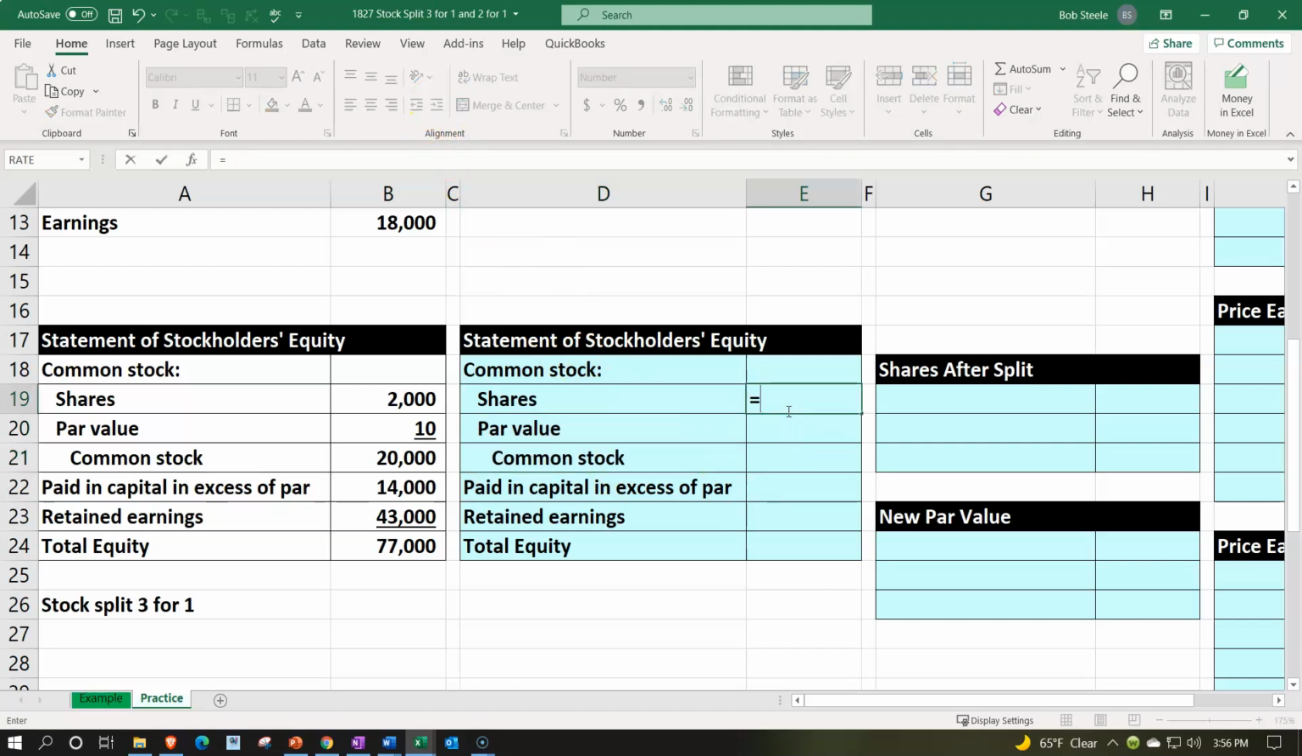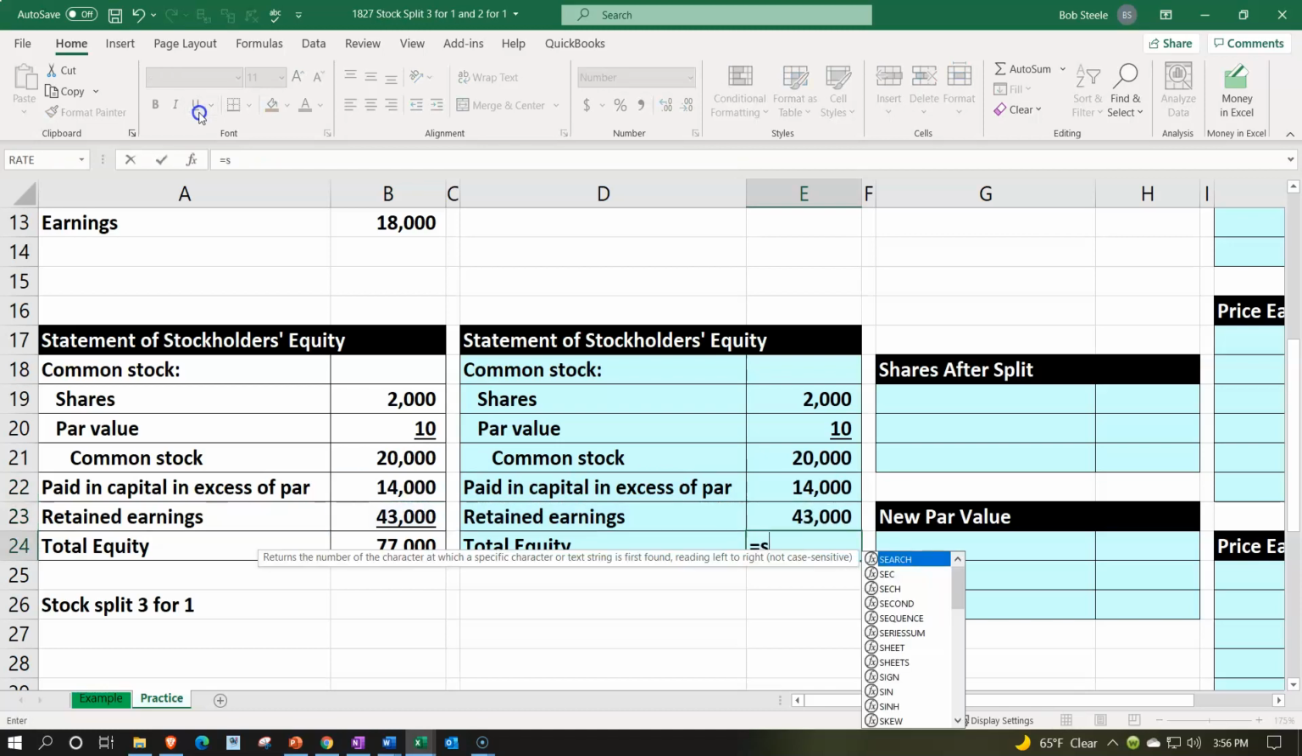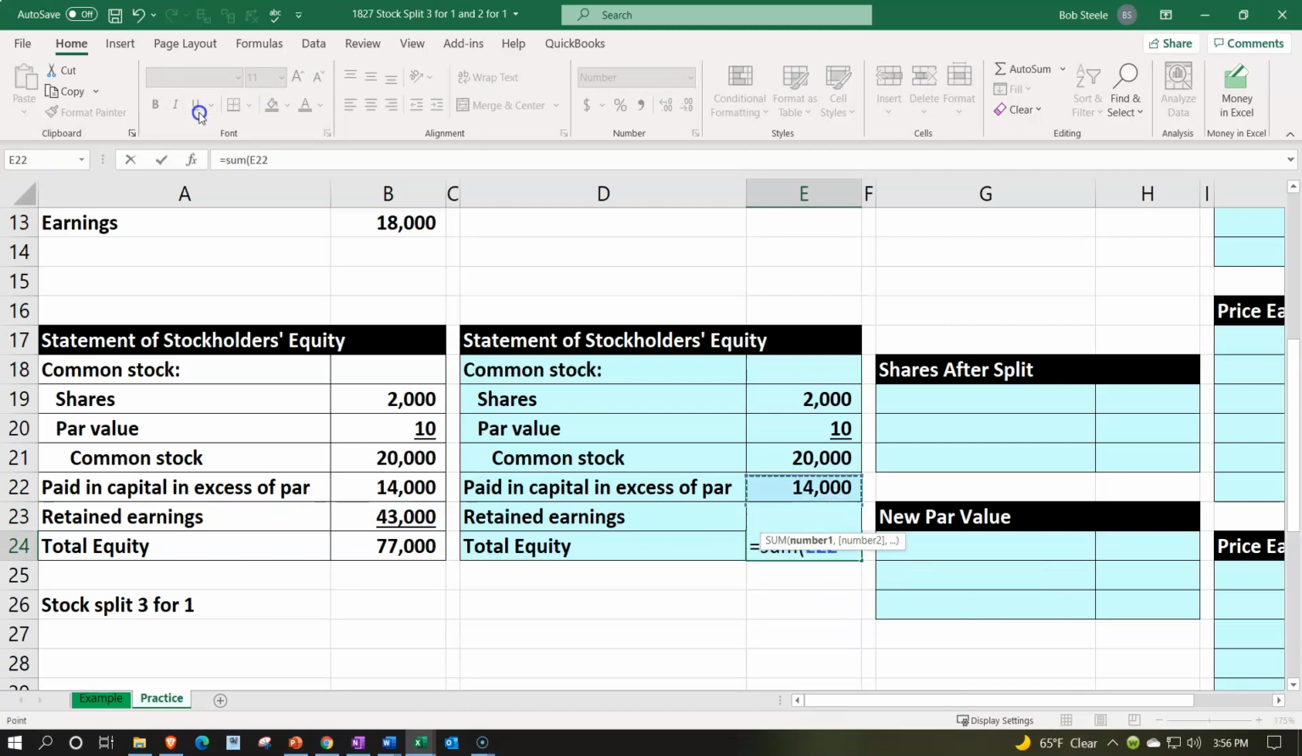Pulling over the numbers, this is going to equal the 2,000. This is going to equal the $10. Let's underline that, font group and underline. We're then going to multiply the 2,000 times 10. That gives us the par value at the 20,000. This equals the 14,000 paid in capital in excess of par and the retained earnings at the 43,000. Summing up equals the SUM of the 20, the 14, the 43. That gives us, of course, the 77,000. That's our starting point. Let's go to the font group underline.